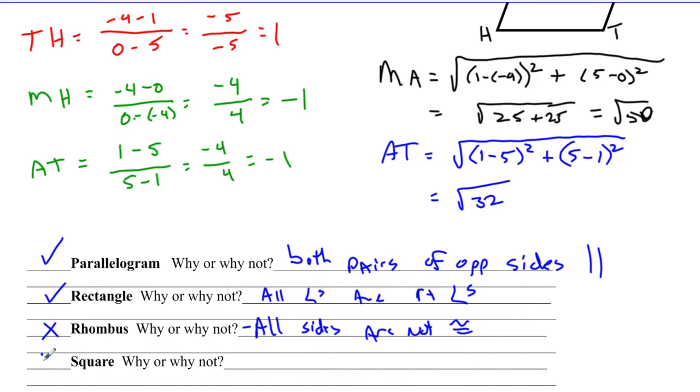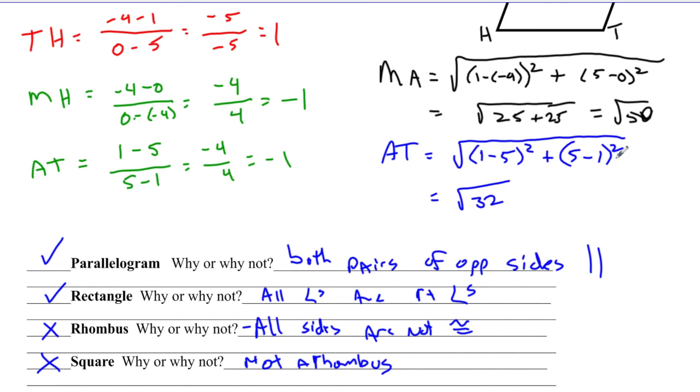And I can also eliminate square as a possibility because remember, the definition of a square is a parallelogram that is both a rhombus and a rectangle. A square has all equal sides as well. So because I'm showing you that the sides are not equal, it's not a rhombus. If it's not a rhombus, then it's definitely not a square. So once we eliminate either rectangle or rhombus, we can also eliminate square as an option.